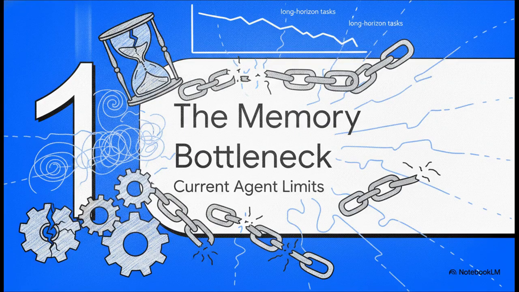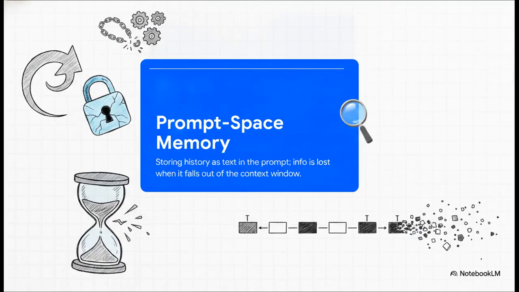Starting off with Section 1, the memory bottleneck. Let's just face the hard truth about current agent memory. It's basically broken for truly long tasks. The crux of the issue is that current agents can look up what they've seen, sure, but they aren't genuinely learning from it because their underlying policy is totally frozen.